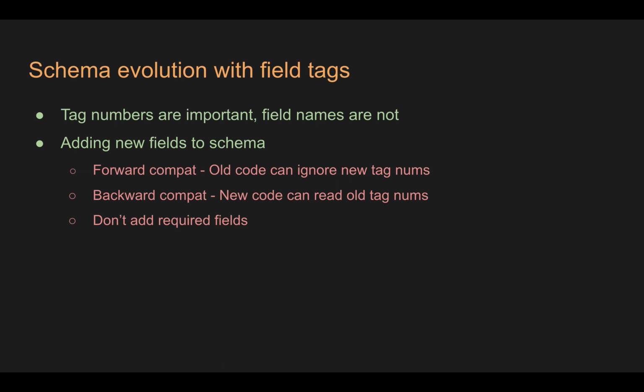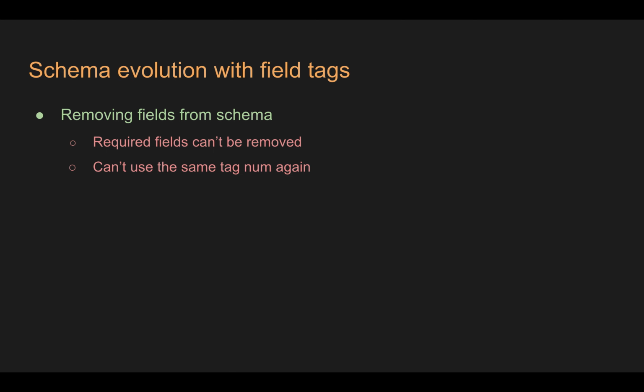Also, you have to give each new field a new tag number. In that case, if old code, which doesn't know about the new tag numbers you just added, tries to read the data written by the new code, it can simply ignore that field. And it's the same when you are removing a field from the schema. That means you can only remove a field that is optional. A required field can never be removed. Also, you can never use the same tag number again. This is because you may still have data written elsewhere that includes the old tag number, and that field must be ignored by the new code.